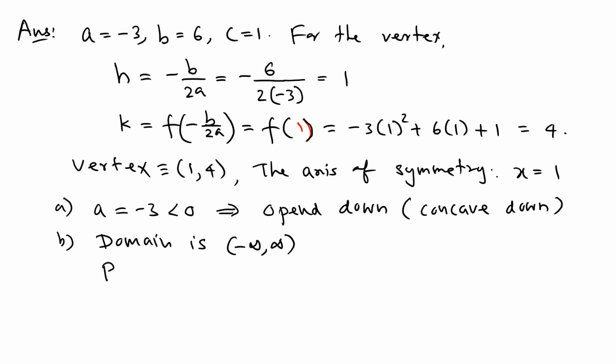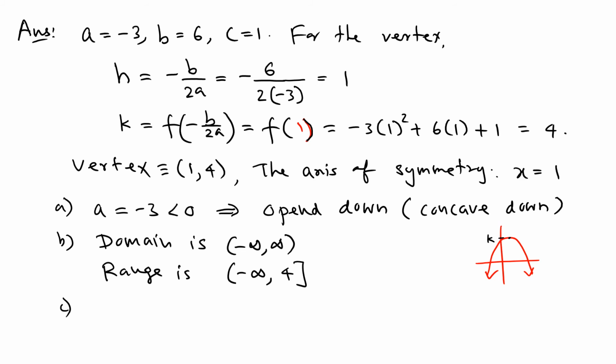What about the range? So range can be confusing. So you can see this is concave down. Concave down means it's going to go like that. So if the graph goes like that, the range means from -infinity all the way up to the k value. Since the k value is 4, it's -infinity to 4, because it can reach 4.